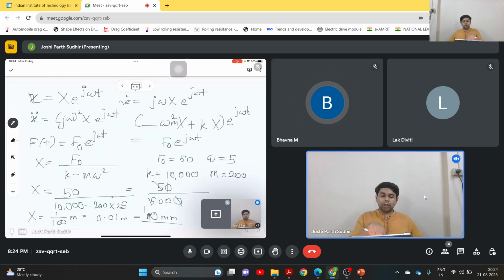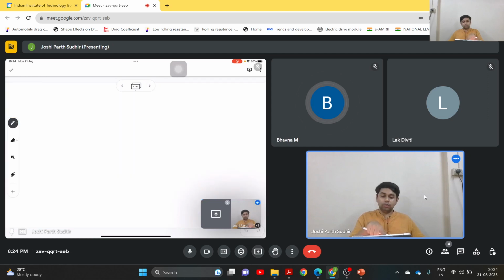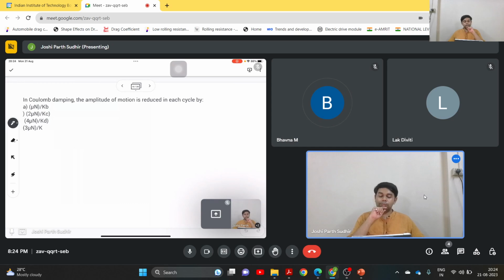So let us now look at the concept of Coulomb damping. So in Coulomb damping, the amplitude of the motion is reduced by how much in each cycle? So that is being asked.